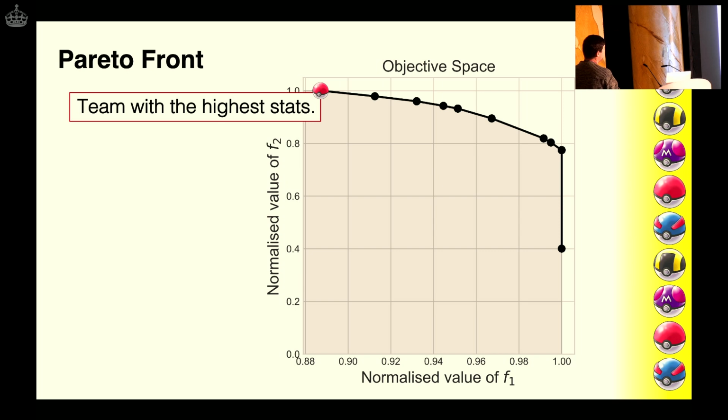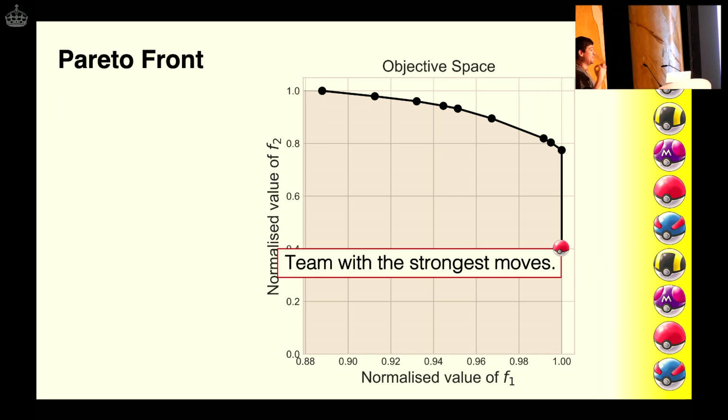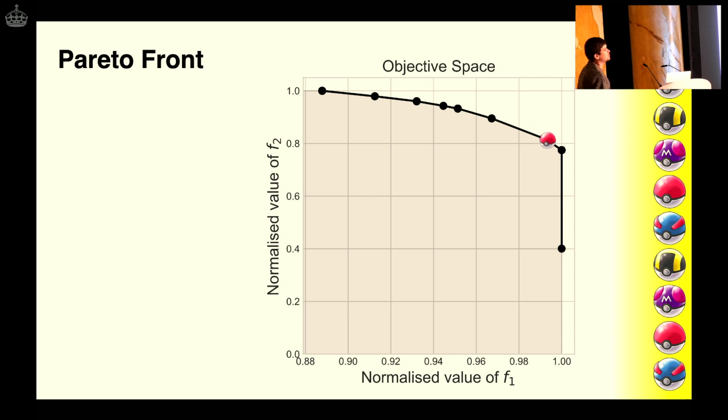So for example, this point here represents a solution where my weight is equal to 1, and I'm only optimizing for the team with the highest stats. This point here is where the weight is 0, and I'm only optimizing for a team with the highest expected damage of their moves. And then all possible values in between represent different values of that weight. So I've got lots and lots of optimal teams now.